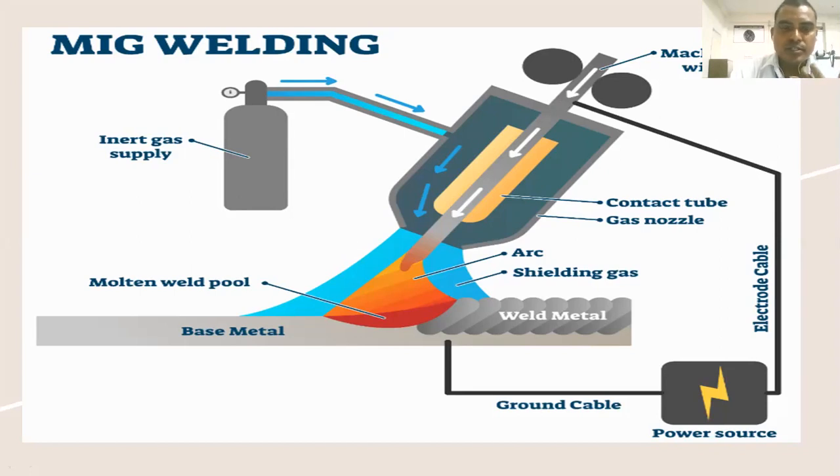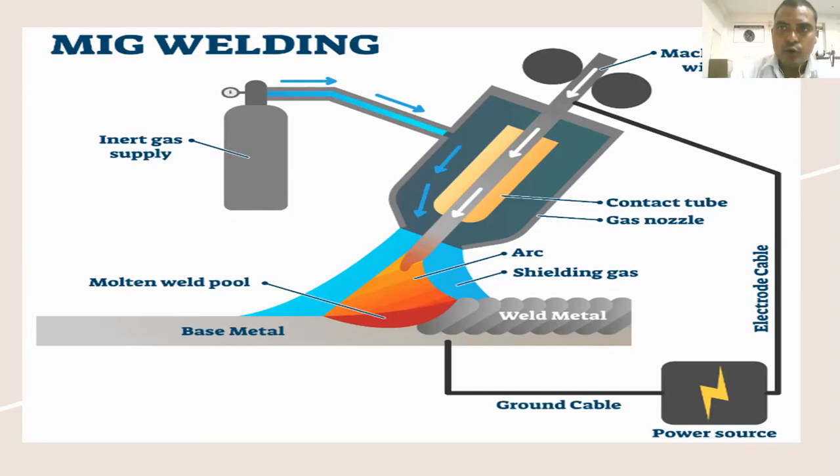So in this welding process, weld heat is produced from an electric arc struck between the continuously fed metal electrode and the job. My dear students, regarding the inert gas, we may use argon, helium, CO2, or a gas mixture to shield the arc and the molten metal from atmospheric contamination. So, as I discussed, we are using the shielding or inert gas to protect the weld from atmospheric contamination.